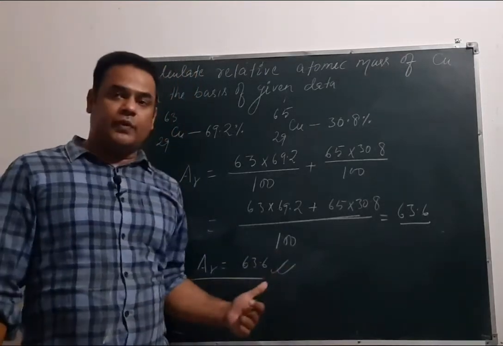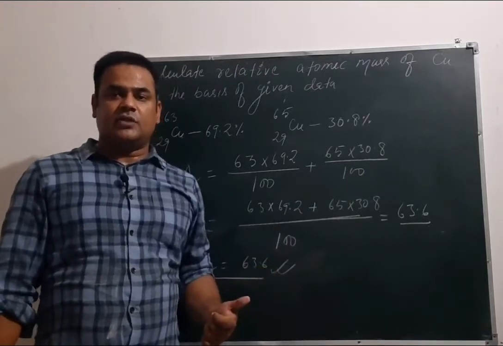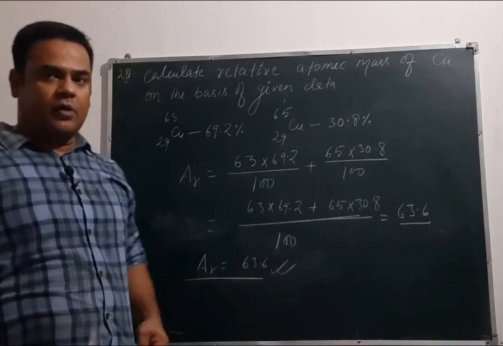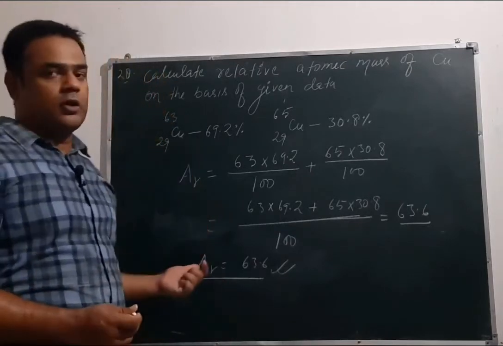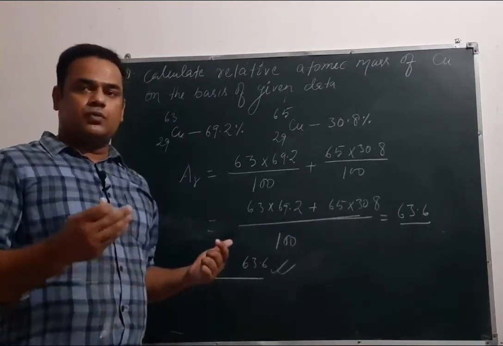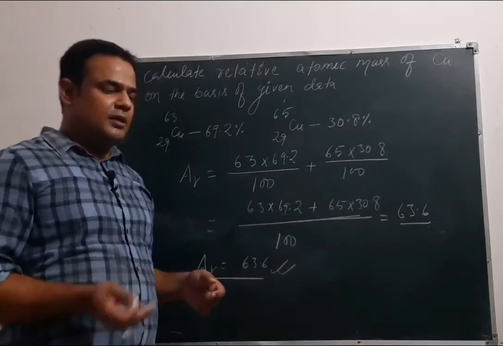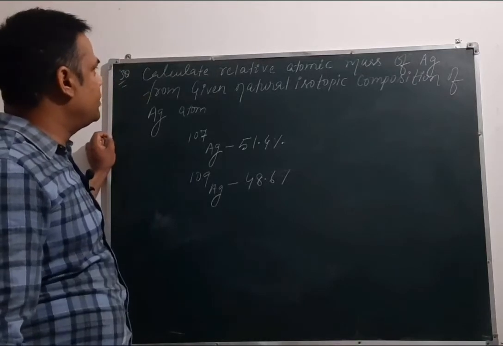Whatever value you see in the periodic table, that is the relative atomic mass of that element. That is not the exact mass of any isotope, that is the relative atomic mass of that element. So this is the solution of this question. We are going to practice two or three more questions based on this, and then we'll come to the next topic. Questions related to relative atomic mass.